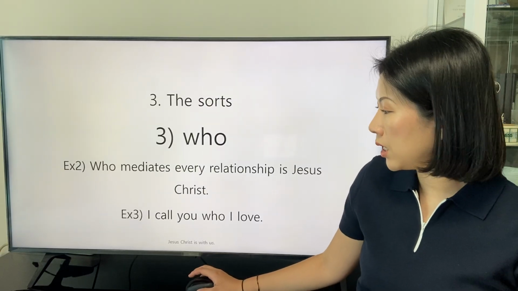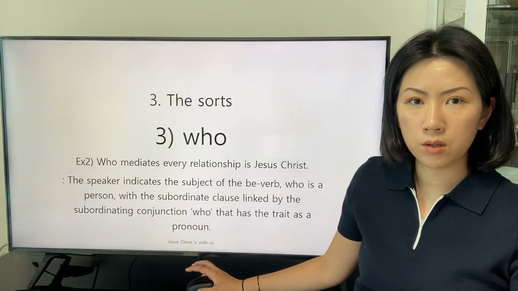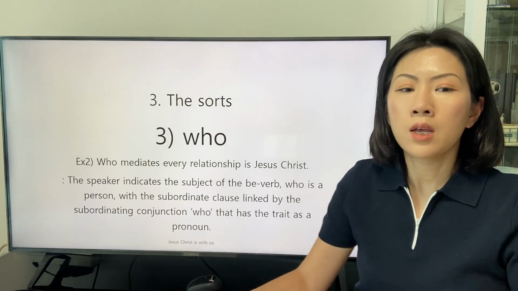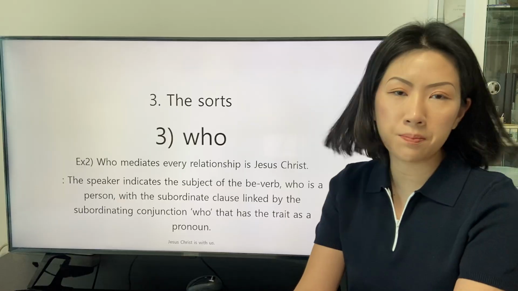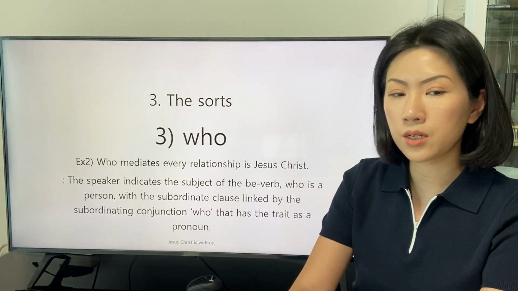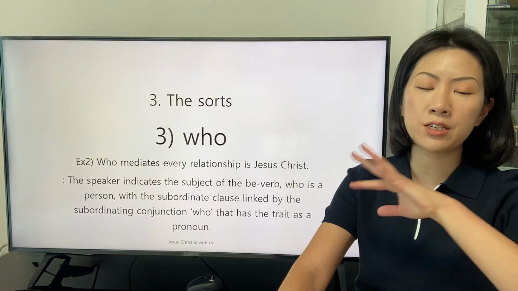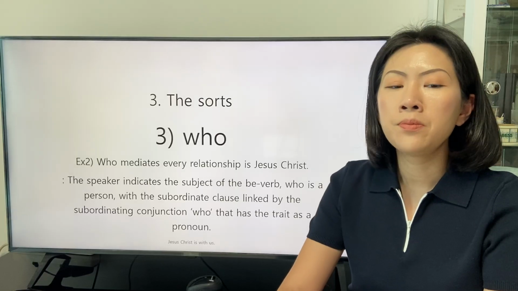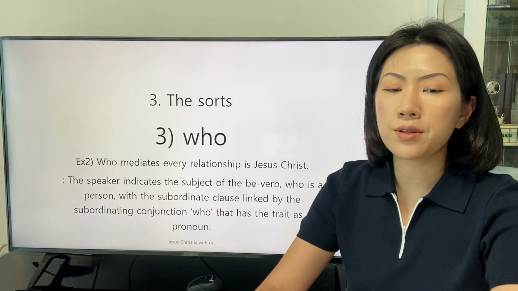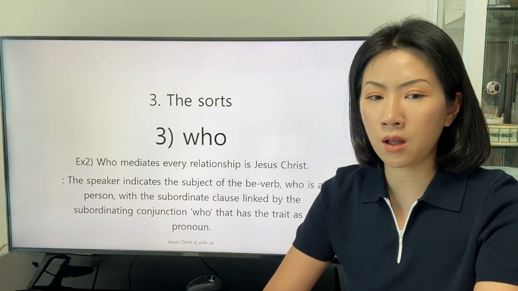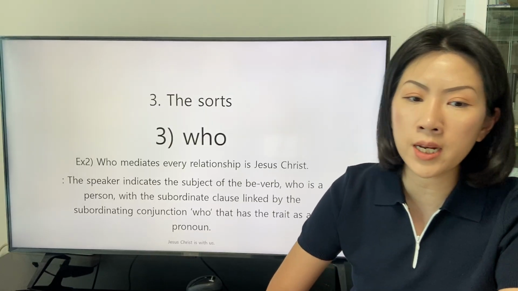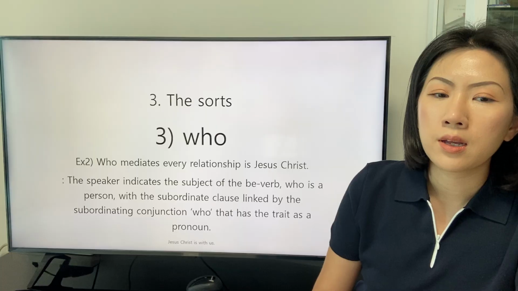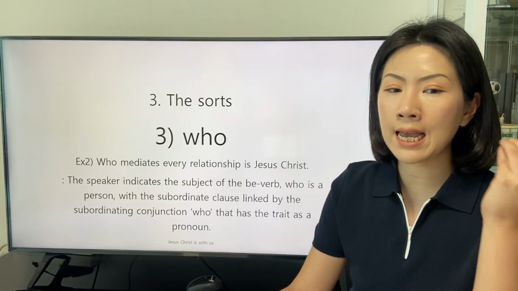Let's study the sentences one by one. The second example that the subordinating conjunction who is applied in is this: who mediates every relationship is Jesus Christ. The speaker indicates the subject of the be verb, who is a person, with the subordinate clause linked by the subordinating conjunction who that has the trait as a pronoun.